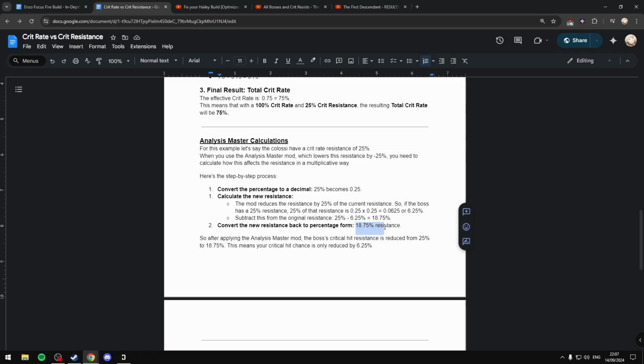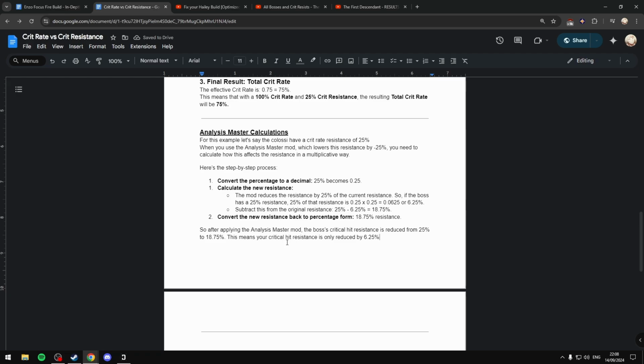Then if we subtract from the original resistance, so 25% minus 6.25%, this gives us 18.75%, which means we're still left with 18.75% resistance. So after applying the Analysis Master mod, the boss's critical hit resistance is reduced from 25% to 18.75%. This means that your critical hit resistance is only reduced by 6.25%.